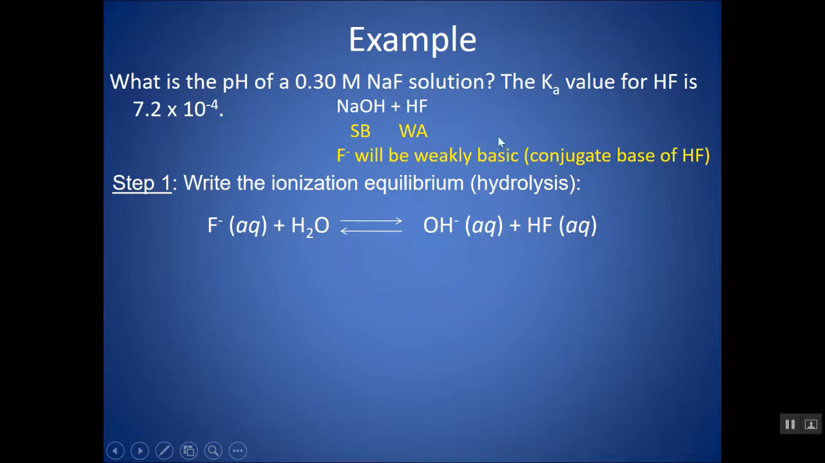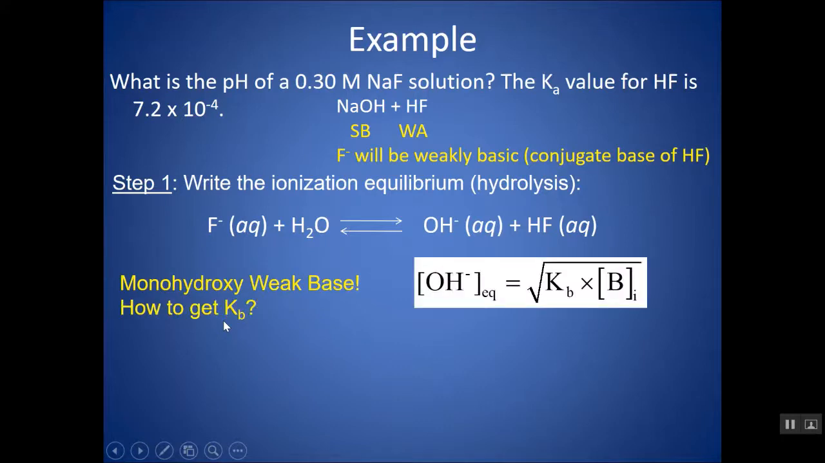The only thing is, do I have a Kb? No. I have a Ka. So just make sure before doing the problem that you change your Ka into Kb, since this is a problem involving a base, F-. Now also this is a monohydroxy weak base problem, right? There's one OH- released. If I get my Kb, I get that I have 1.4 times 10 to the negative 11.